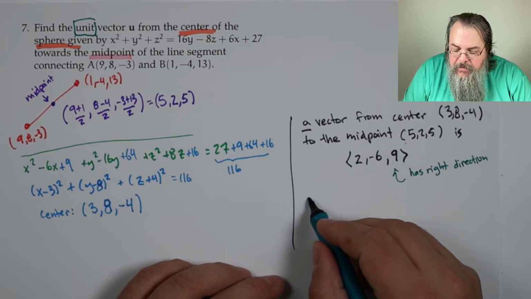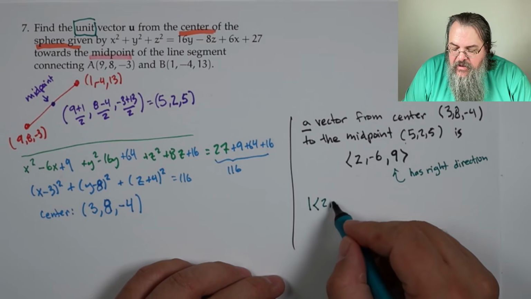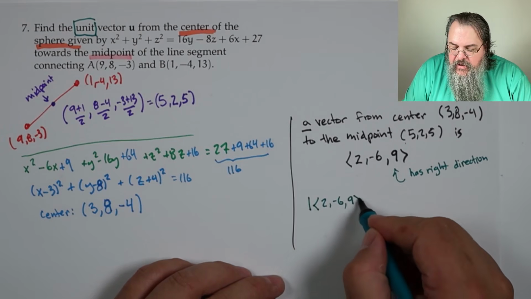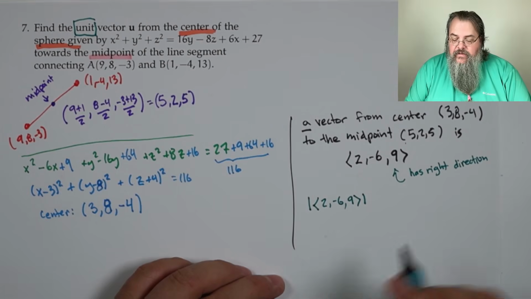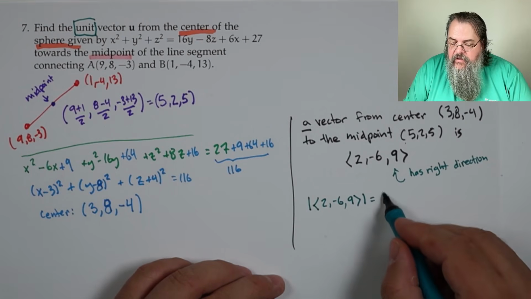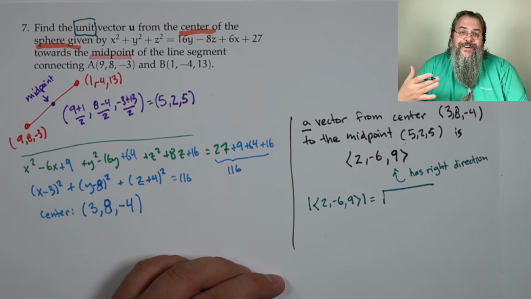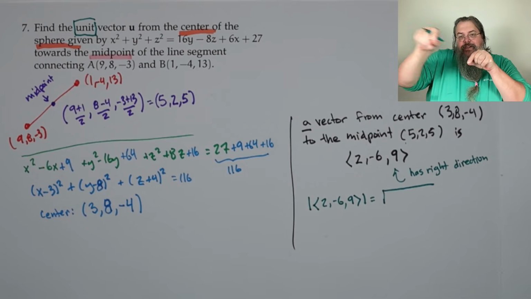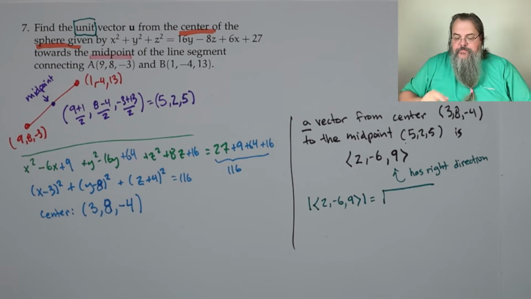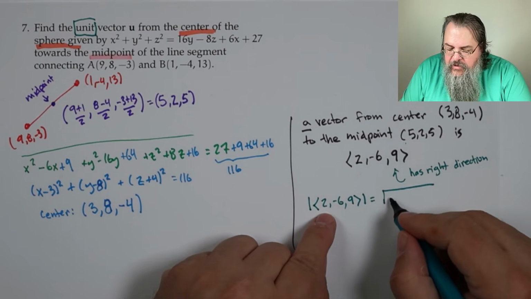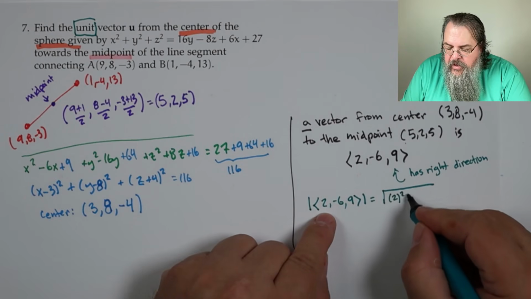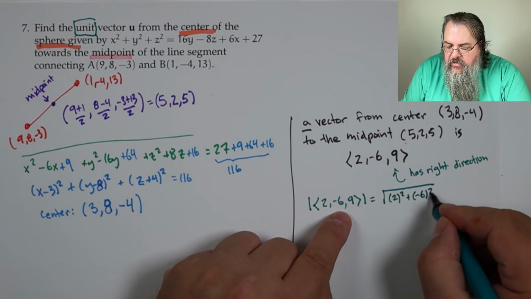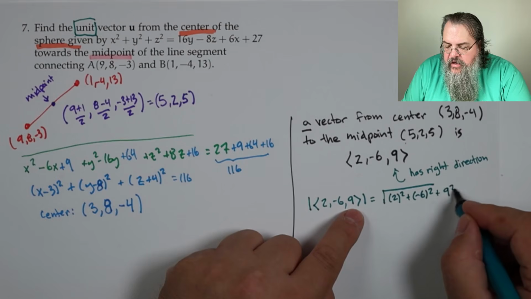So our next step is, what's the magnitude of this vector? Okay, so the magnitude of 2, -6, 9, it looks a lot like the distance formula, because at its heart, it's really the distance from the start, the tail to the head of the arrow. So we'll take 2 squared, -6 squared, 9 squared.